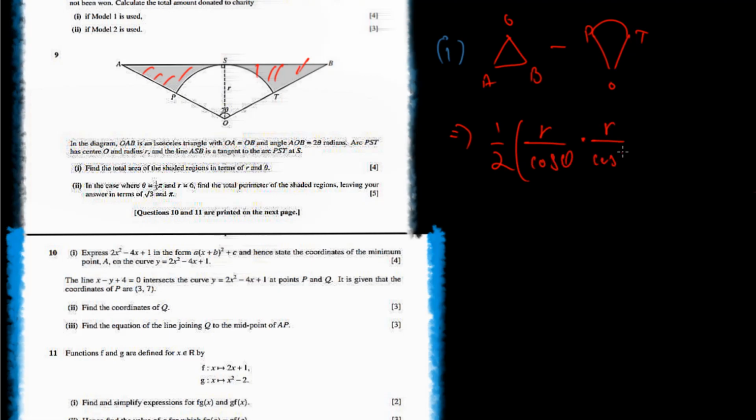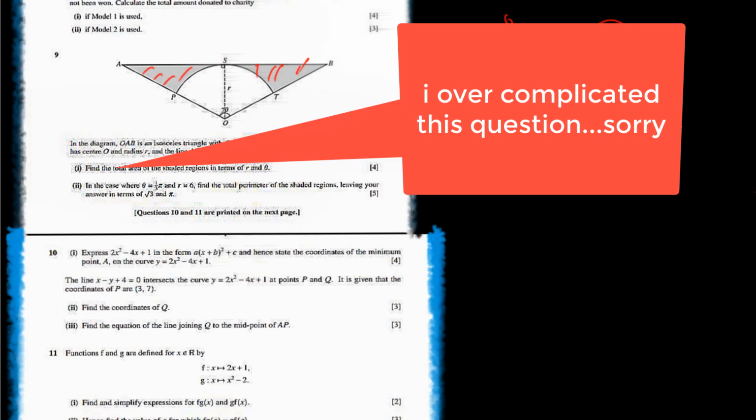First we need to find the area, so we subtract the sector of the circle, which is O, T, and P, from the area of the triangle OAB. If we do that, we can find the shaded area. The expression for the area of the triangle is going to be 1/2 times R by cos theta, times R by cos theta, multiplied by sine 2 theta.